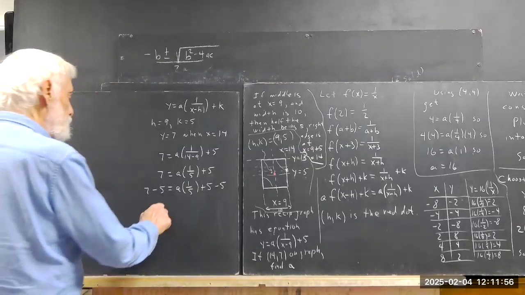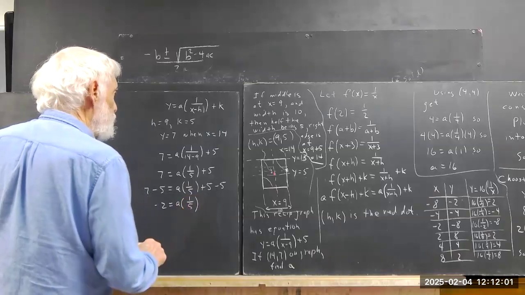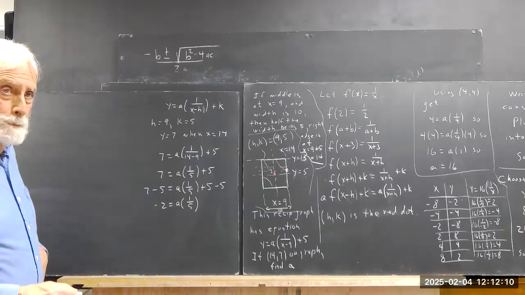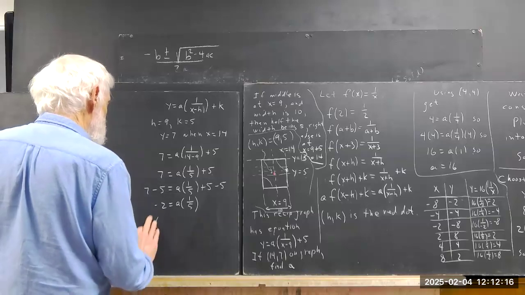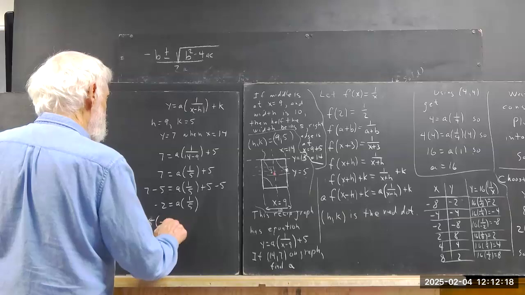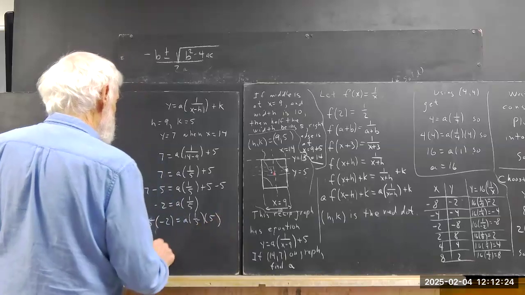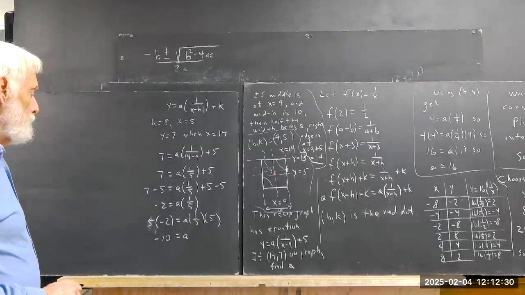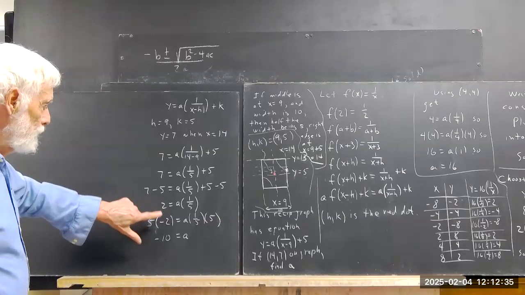Subtract 5 from both sides. I end up with 2 equals a times 1/5. Actually, a lot of people have that right and I said it was wrong. Okay, now I multiply 5 by both sides. We get negative 10 equals a, but that can't be. 7 minus 5 is not negative 2, it's 2.